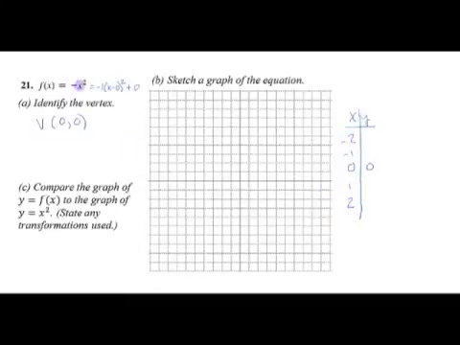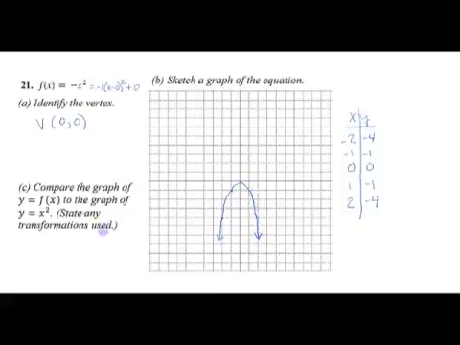1 squared is going to be 1 times negative is a negative 1. 2 squared is 4 times negative is negative 4. A negative 1 squared is 1 times a negative is negative 1. And a negative 2 squared is 4 times negative is negative 4. So I have (0, 0), (-1, -1), (-2, -4), (1, -1), and (2, -4). So we see the nice outline here for us to draw through.